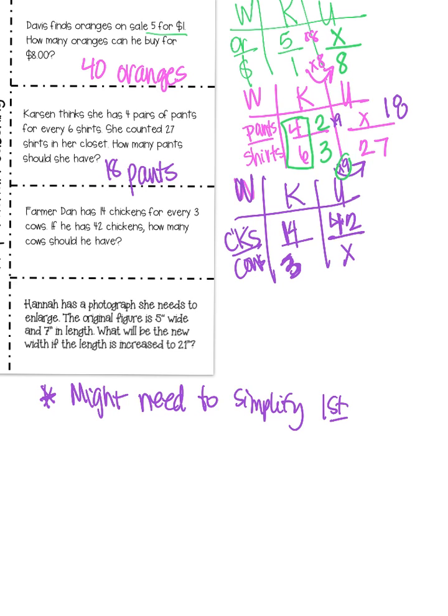Now, should he have more cows than 42 or less cows than 42? Less, right? Make sure your answer makes sense. What did you do to this 14 to get 42? Times 3. What's 3 times 3?